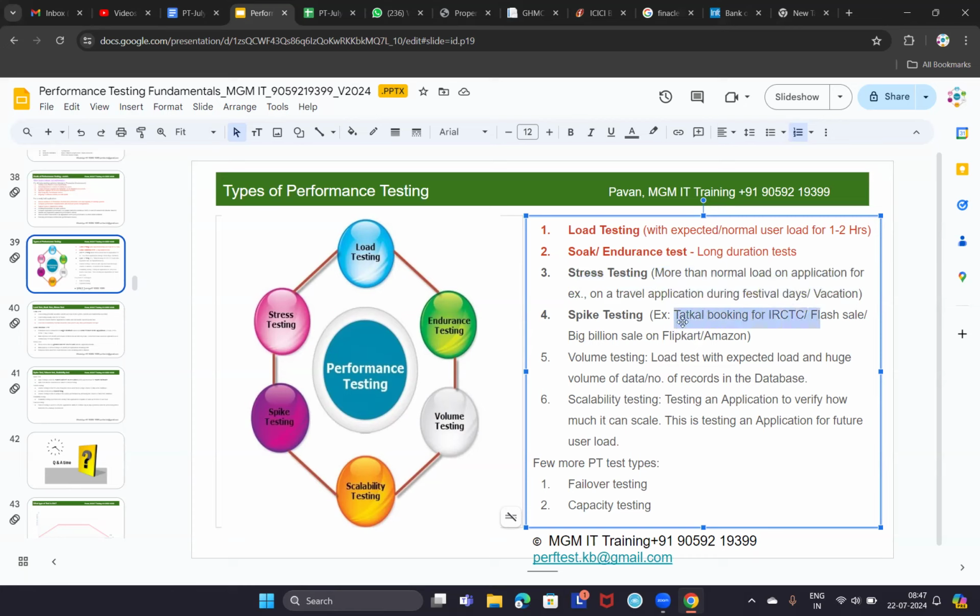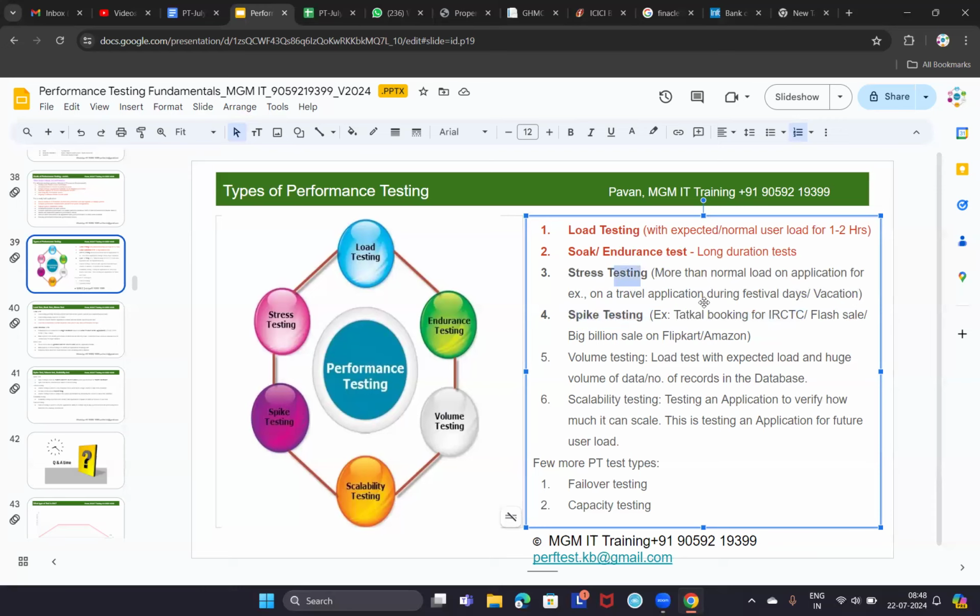Tatkal booking is an example of spike testing. There will be a sudden surge in the user load. See, from morning to 10 o'clock, there will be normal user load. At 10 o'clock, as soon as the Tatkal window opens, most of the users will be ready 5 minutes before, isn't it? Yes or no, guys? If you want to book a Tatkal ticket, they will be ready. You will be logging into your IRCTC 2 or 3 minutes before, isn't it? And as soon as the Tatkal window opens at 10 o'clock, every user will start their transactions. So that is an example of spike testing, isn't it?